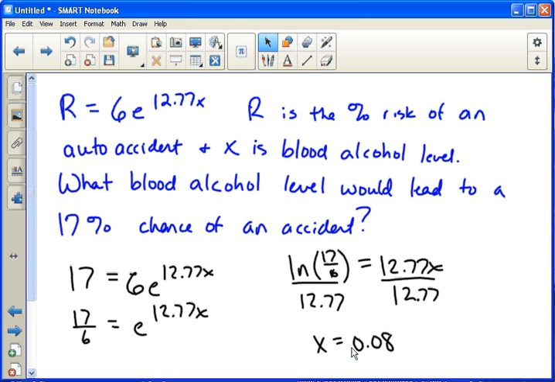So anyway, that's how you solve exponentials. So again, the idea here is we're going to use logarithms, particularly the natural log, in order to bring things out of the exponent and down front where we can use them.